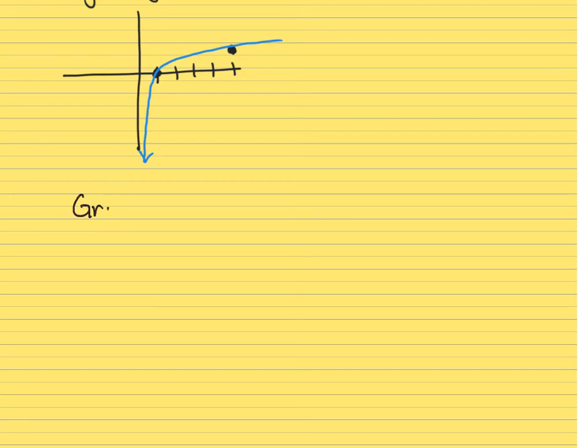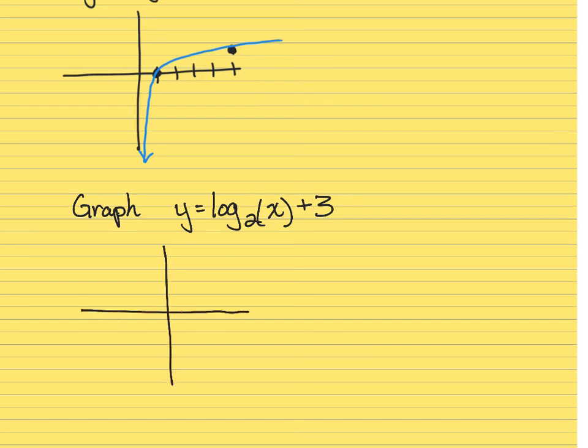So if we needed to graph y equals log base 2 of (x) plus 3, we'll put parentheses around there. We know that we're going to take the log base 2 of x graph and shift it up 3. So the log base 2 of x graph is going to go through 1, 0 and 2, 1. There's log base 2 of x. I need to move it up 3. So this point goes up 1, 2, 3. This point goes up 1, 2, 3. And it's a vertical shift, just up. So I can shift it up and down.